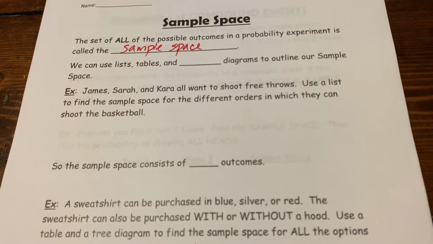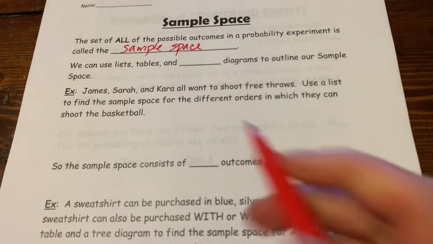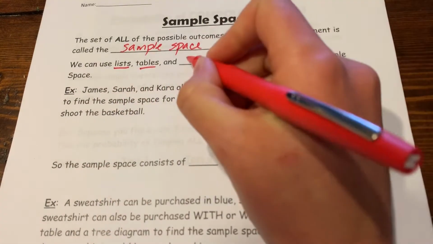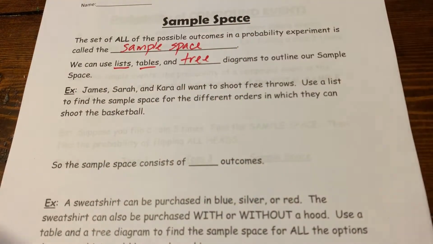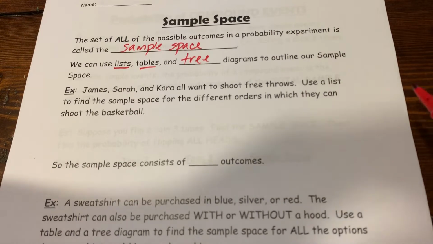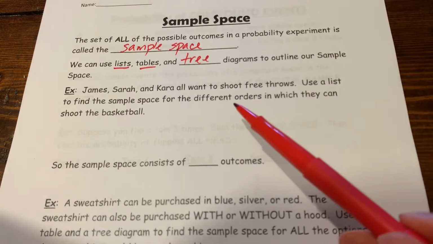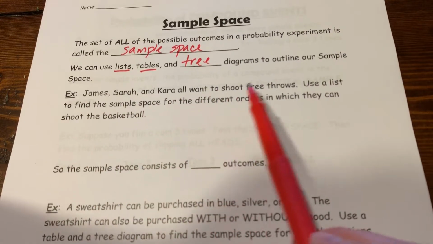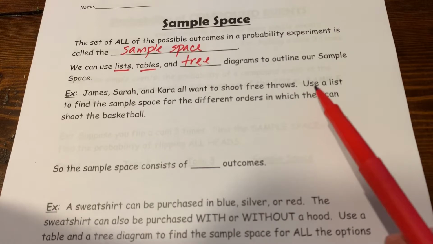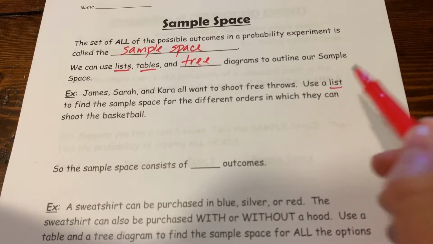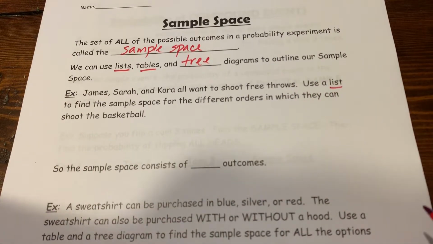Three of the popular methods of creating sample spaces and recording them are lists, tables, and one of my favorites, tree diagrams. It's a nice visual to see what's happening to outline your sample space. So for this first one, I'm going to go ahead and use a list. We have James, Sarah, and Kara all want to shoot free throws. Use a list to find the sample space for the different orders in which they can shoot the basketball.